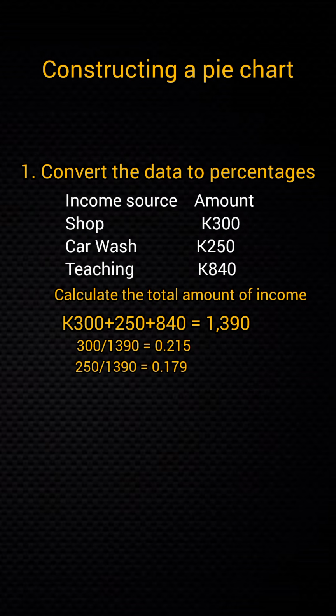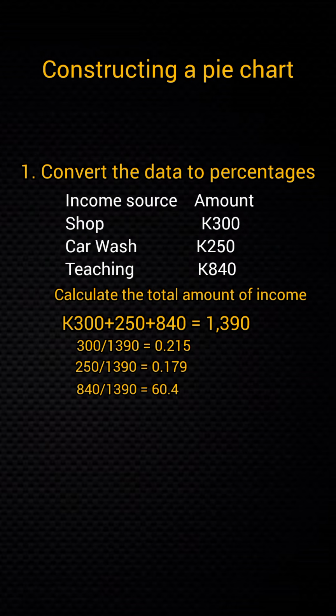You do the same for the income from the car wash, which is 250. Divide that by 1,390. And it will give you about 17.9%, which we can round off to 18. You do the same for teaching, 840 kwacha divided by 1,390. It will give you about 60.4. We can just round it off to 60 for convenience purposes. When you add up all the percentages, they should give you a total of 100.